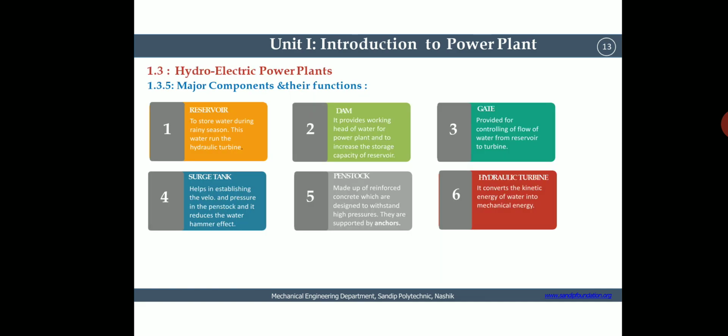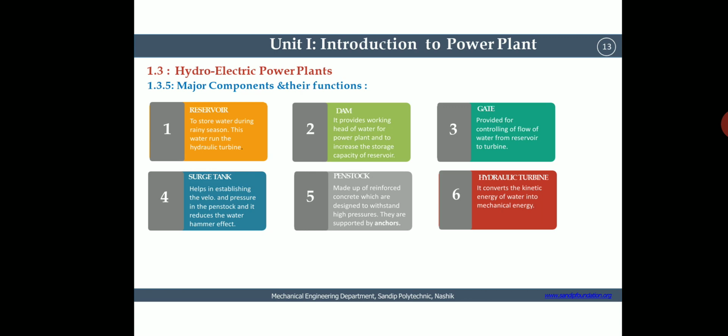Major components of this power plant: first, the reservoir, which stores the water during the rainy season. This water runs the hydraulic turbine. Second, the dam, which provides working head of water for the power plant and increases the storage capacity of the reservoir. Third is the gate, provided for controlling the flow of water from the reservoir to the turbine. Surge tank helps in stabilizing the velocity and pressure in the penstock, and it reduces the water hammer effect.